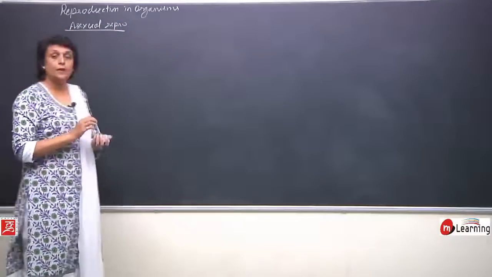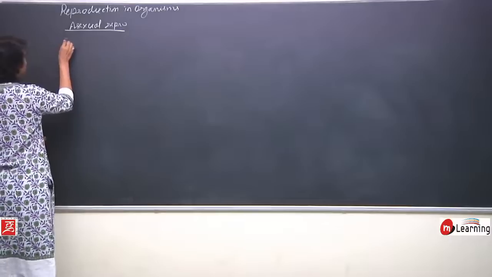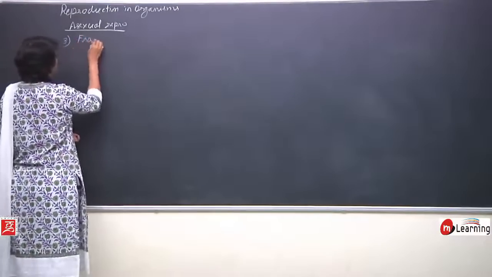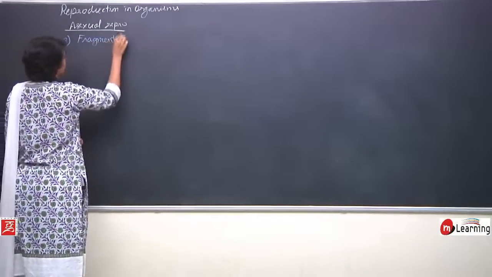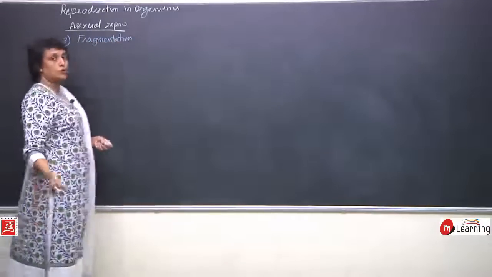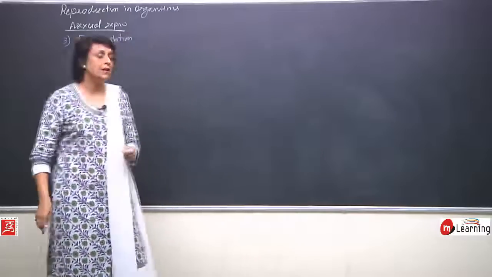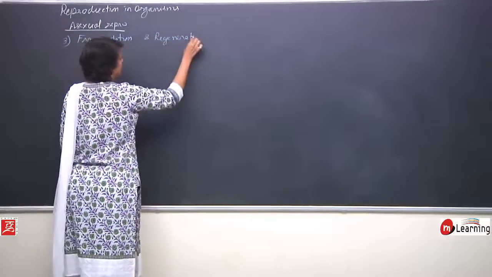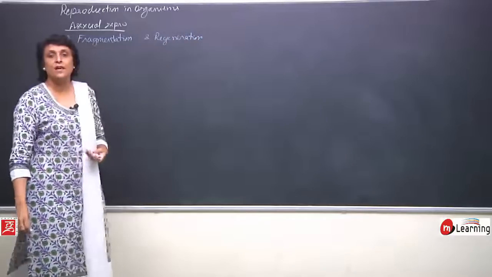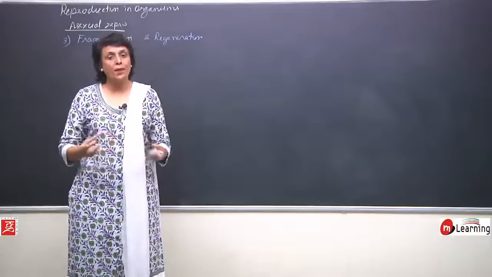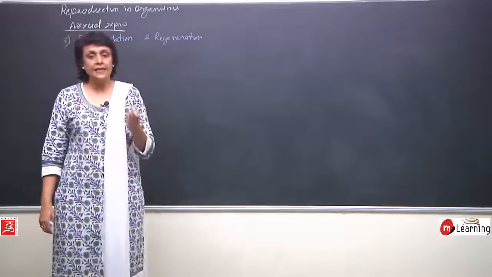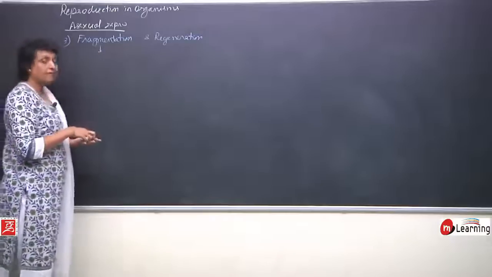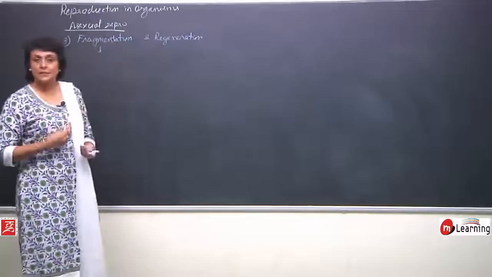The next method that we are going to discuss, this is the third one, is fragmentation. We will discuss two things simultaneously here, fragmentation and regeneration. Fragmentation, as the name tells us, means that the parent body divides or breaks up into fragments or pieces, and each piece gives rise to a new organism. Fragmentation is normally seen in filamentous algae, for example Spirogyra.